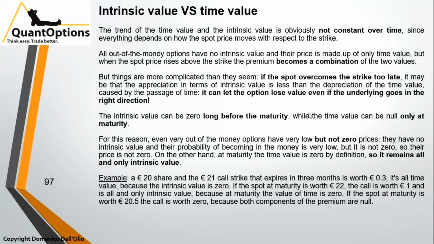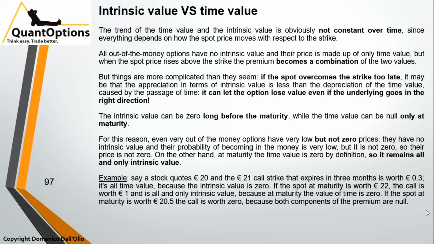Indeed, they have no intrinsic value, and their probability of becoming in the money is very low, but it is not zero, so their price is not zero. On the other hand, at maturity, time value is zero by definition, so it remains all and only intrinsic value. Example, say a stock quotes 20 euros and the 21 euro call strike that expires in 3 months is worth 0.3. It's all time value because the intrinsic value is zero.